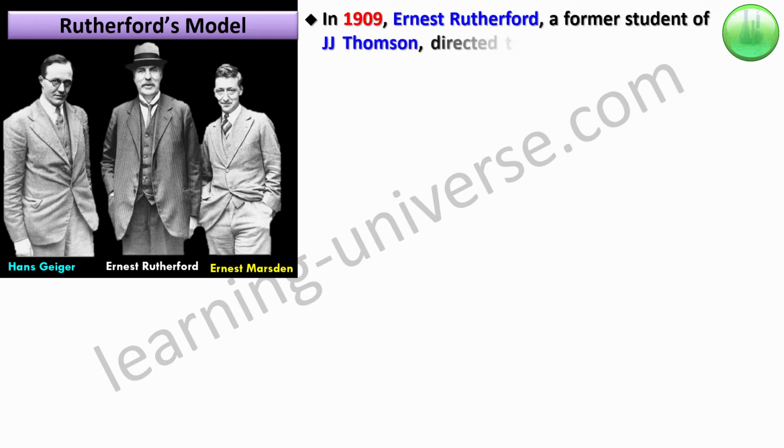Now remember, 1904 was the time when J.J. Thomson published his paper on the model of an atom. Five years later, in 1909, Ernest Rutherford, who surprisingly was a former student of J.J. Thomson, directed the most famous Geiger-Marsden experiment. An experiment which is attributed to Rutherford, but Rutherford never performed it. It was his students Geiger and Marsden who performed the experiment, based on which he arrived at certain conclusions, which is now known as Rutherford's model.